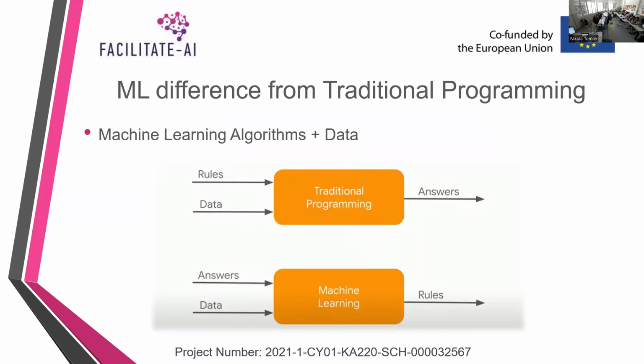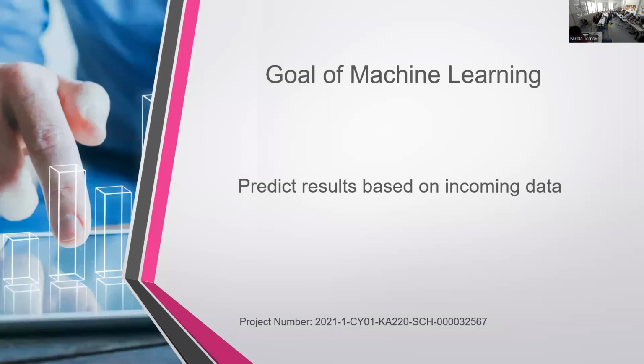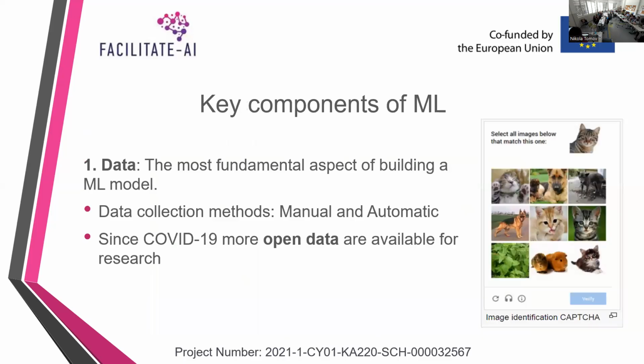Therefore, the difference between machine learning and traditional programming is that in traditional programming, you have the rules, you have the data, and then you have the answers as an output. But in machine learning, you have the answers, you have the data, and then you can create the rules. The goal of machine learning is usually to predict results based on incoming data. And there are some key components in machine learning.